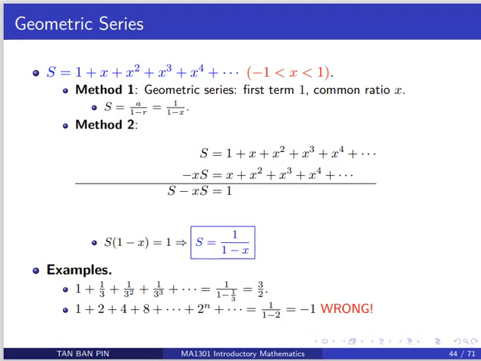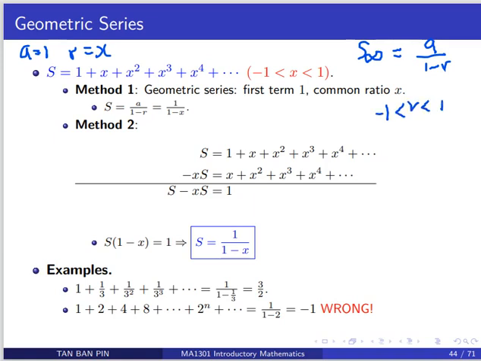We shall now look at a special geometric series with first term a equal to 1, r equal to x. Previously, we know that the sum to infinity of a geometric series is a over 1 minus r, under the condition r must be between -1 and 1.